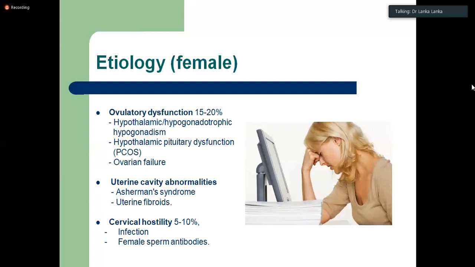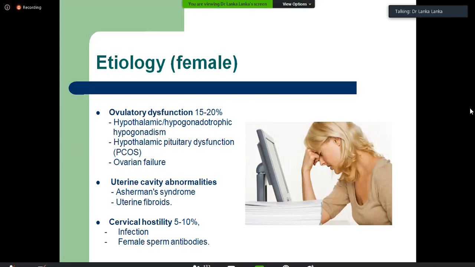Besides the peritoneal factor, ovulatory dysfunction is the major thing, that is around 20%. The major cause of ovulatory dysfunction at the moment is polycystic ovarian syndrome. So 20% of the young population can have polycystic ovarian syndrome. It may be clinically apparent or clinically not apparent. So they will have ovulatory dysfunction. So they are having oligo-ovulation and anovulatory cycles.